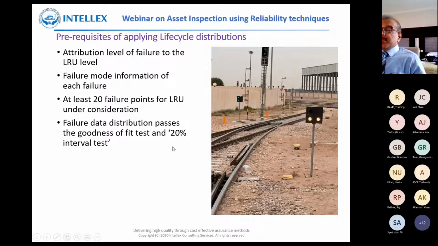And the failure data, when you analyze it, has to pass the goodness of fit test. You can use the chi-square test, and there's a 20% interval test. I will tell you in a minute when we come to that model. So these are the prerequisites where you can derive some conclusion from the result.